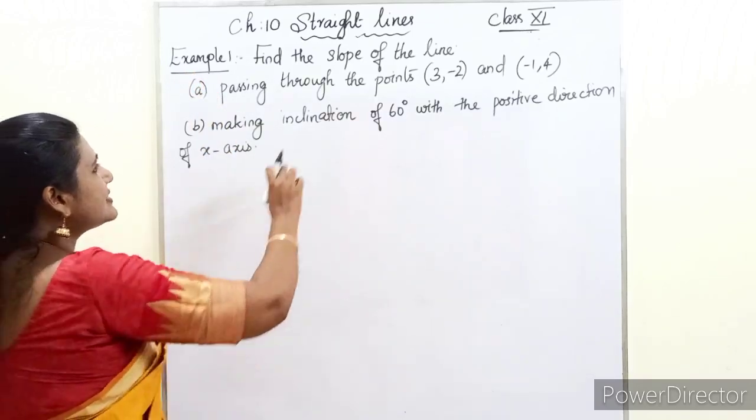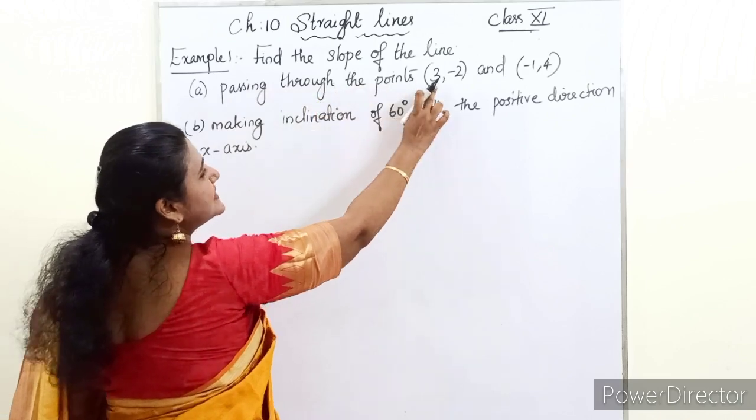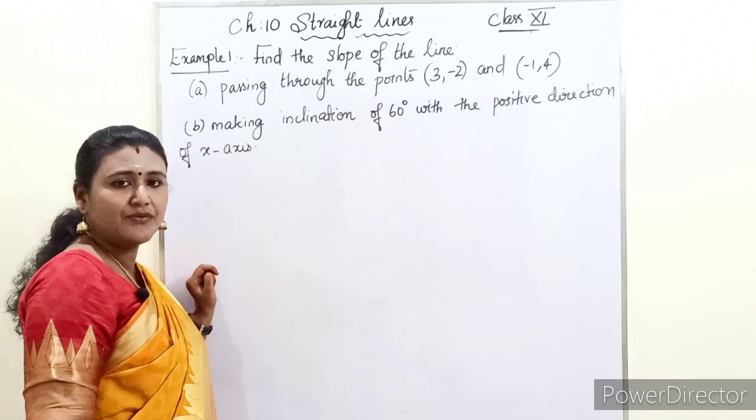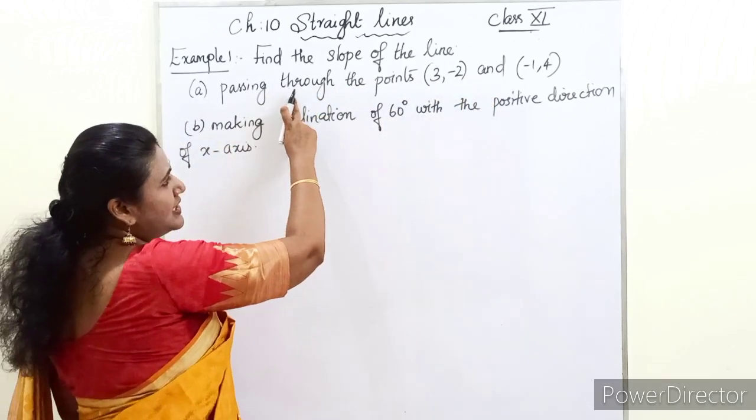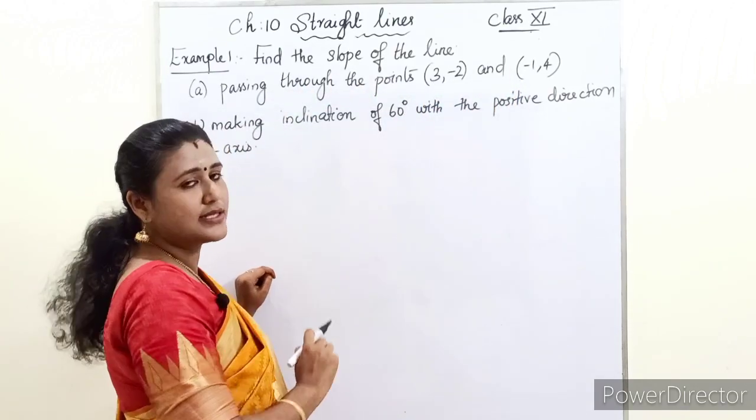Example 1, find the slope of the line. First case, passing through the points 3, minus 2 and minus 1, 4. Here in the first question, the coordinates of the points are given. We have to find the slope.